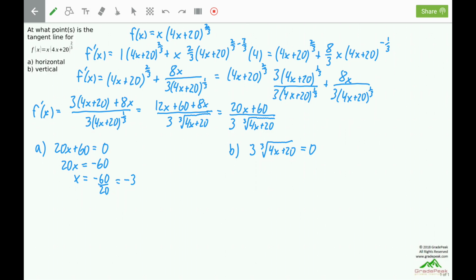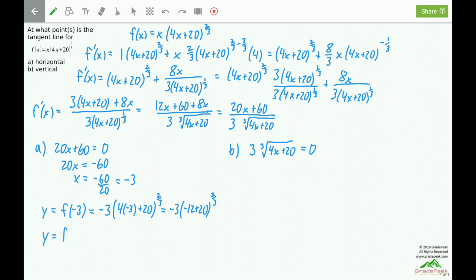We're going to want to get a corresponding y-coordinate by plugging into the original function. Make sure to use the original function, not the derivative, so we're going to want to have f of negative 3, which will be negative 3 times 4 times negative 3 plus 20, and then that entire thing to the 2/3 power. So negative 3 times 4 times negative 3 is a negative 12 plus 20, raised to the 2/3 power.